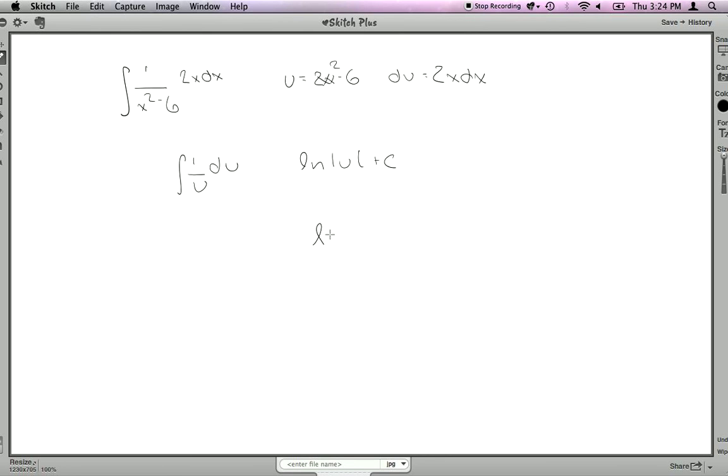This one's really easy because we just plug back in for u. We recall that u equals x squared minus 6. All of that plus c. And we have our answer. And that's how you do U-Substitution. It takes a little getting used to, but with practice it becomes very easy, and it's one of the most useful things you'll learn about integrating functions.